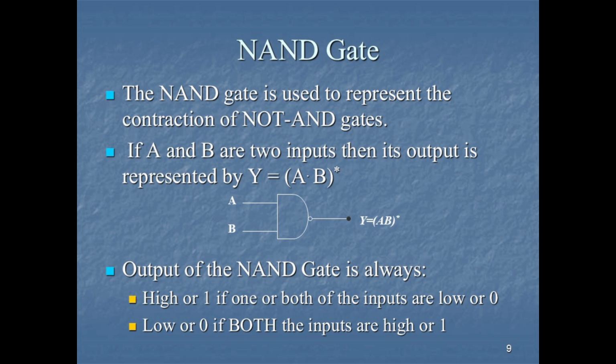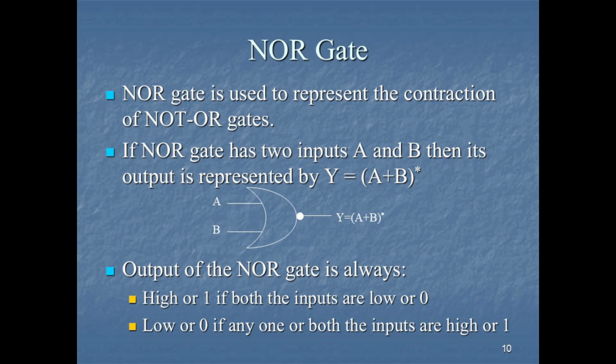NOR gate is used to represent the contraction of NOT and OR gate. So the NOR gate has two inputs A and B, and the output is represented by A plus B का bar. Output of the NOR gate is 1 or high when both the inputs are low or 0. The output of the NOR gate is low if any one of the inputs is high.